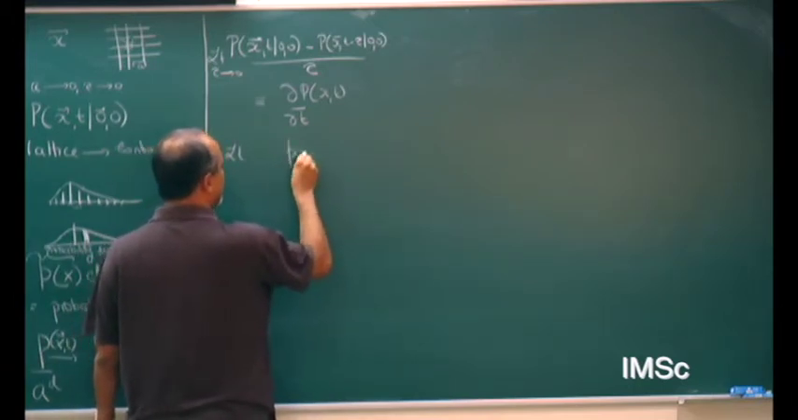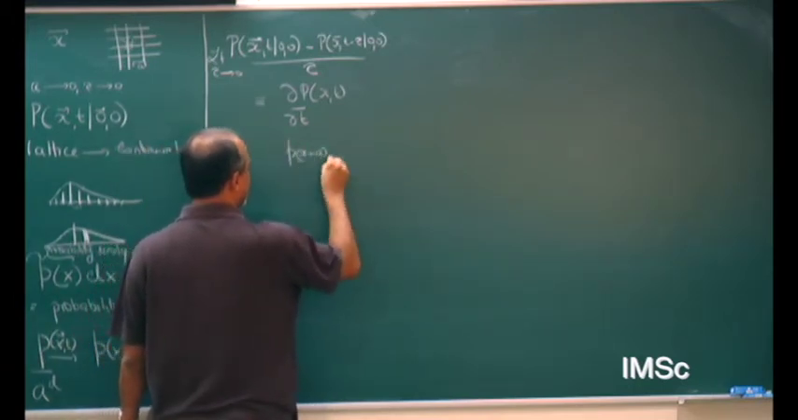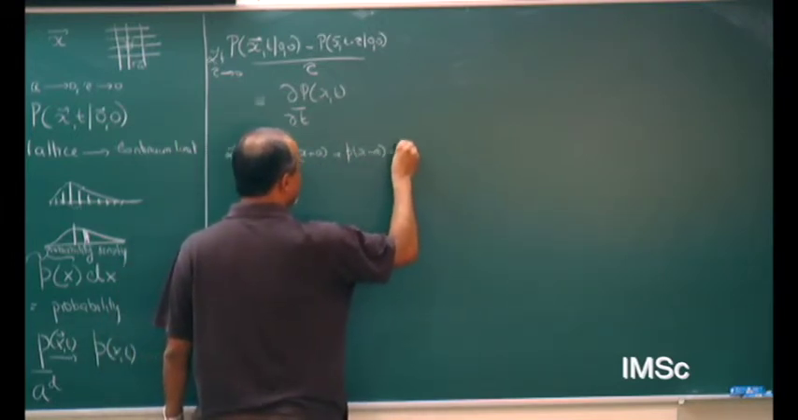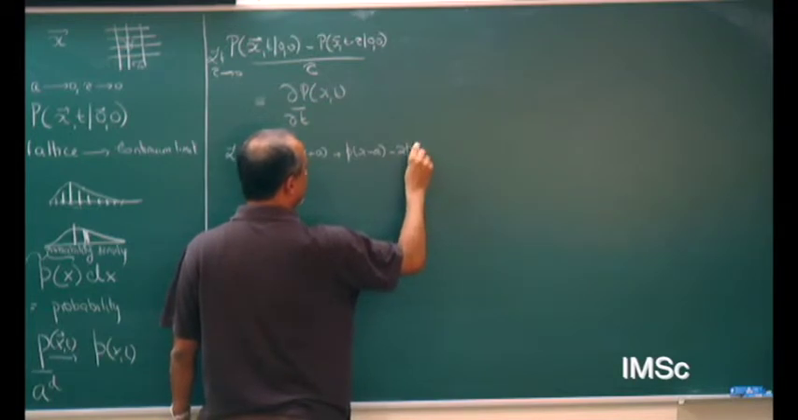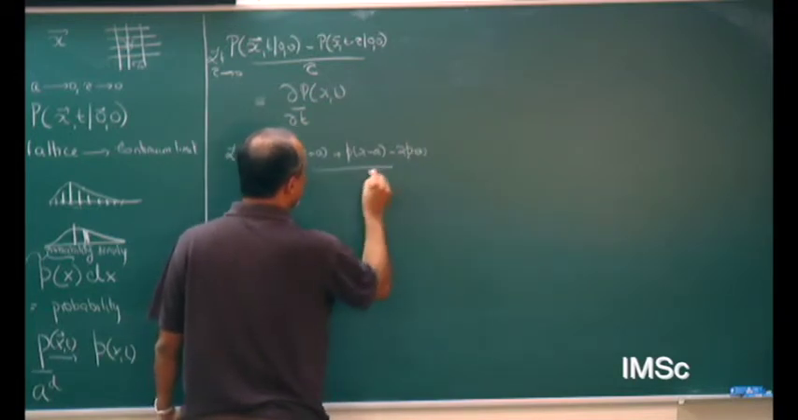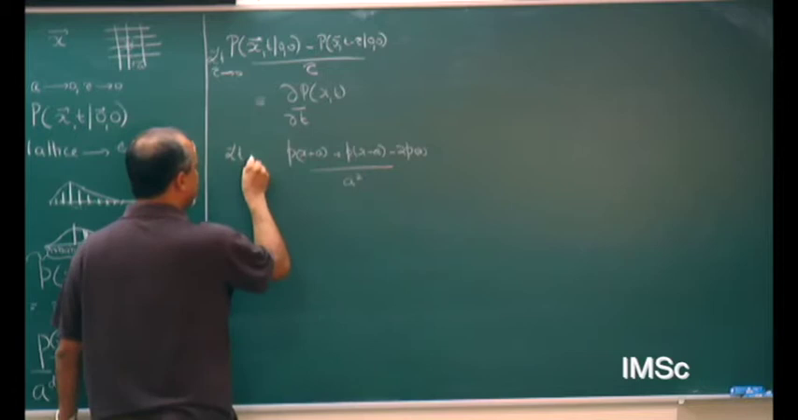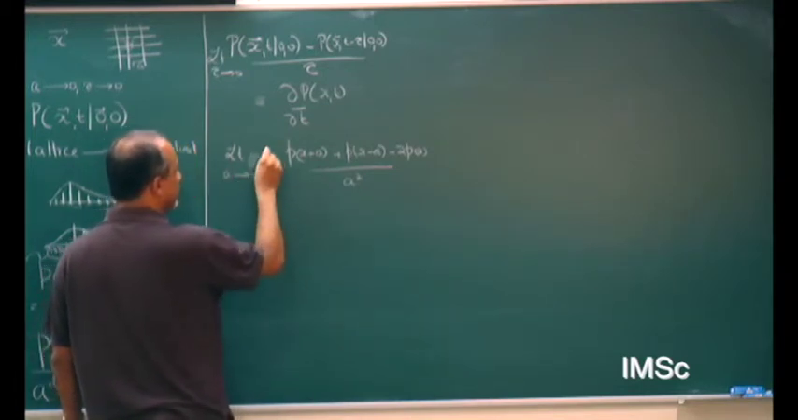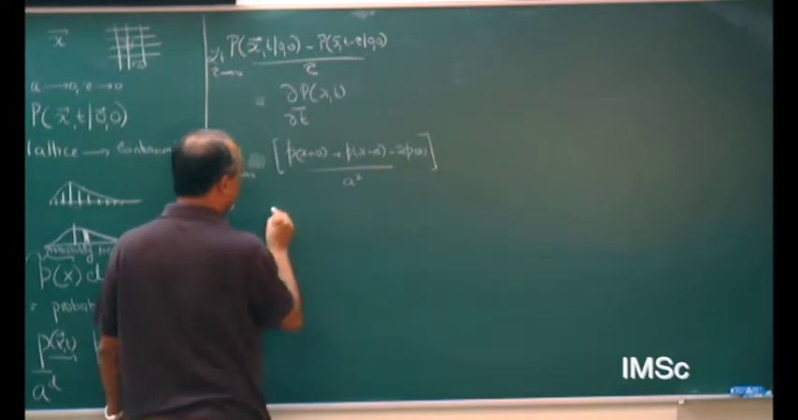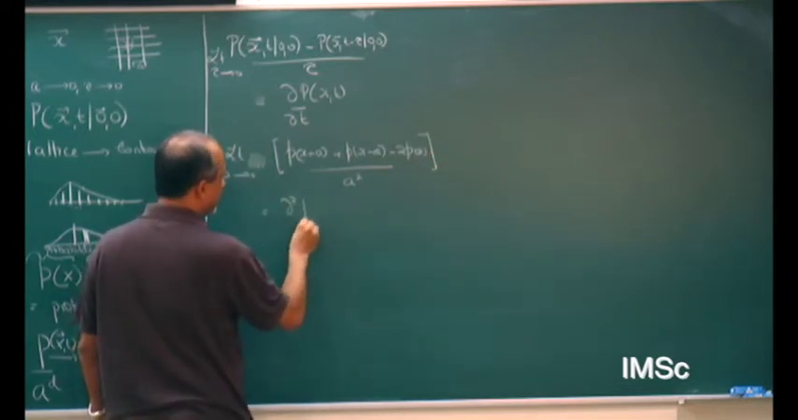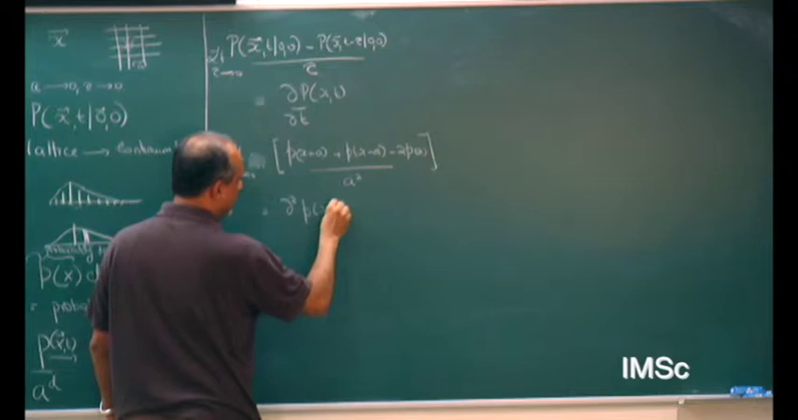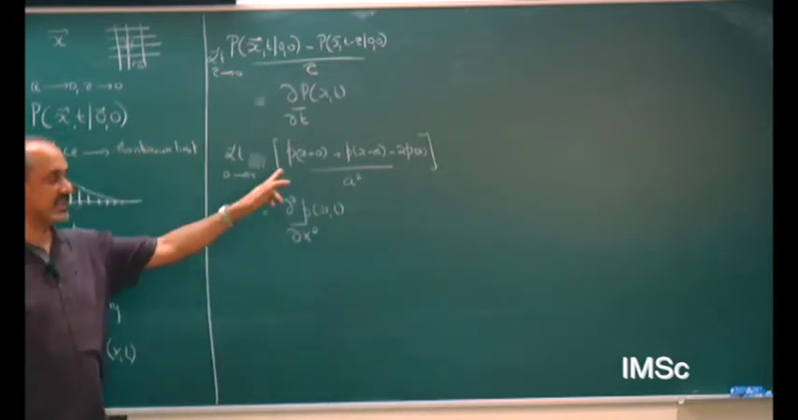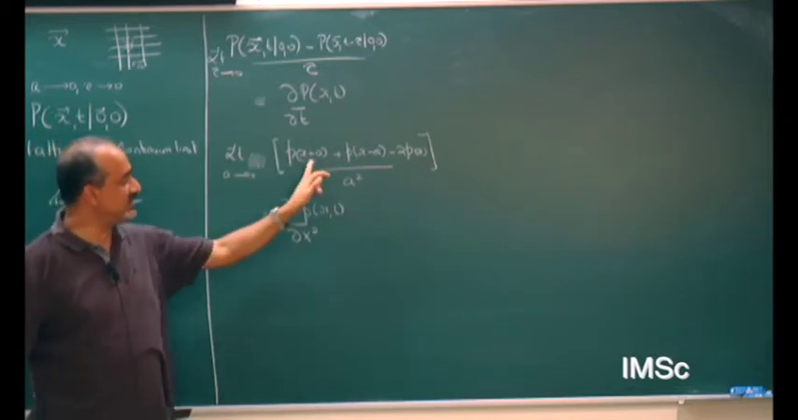So [p(x+a) + p(x−a) − 2p(x)] divided by a squared, taking the limit as a goes to 0, this object here became ∂²p(x,t)/∂x². This is how you would write the second derivative. This is natural to us. This is in the continuum.